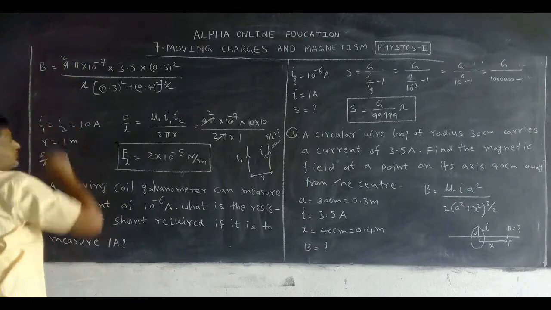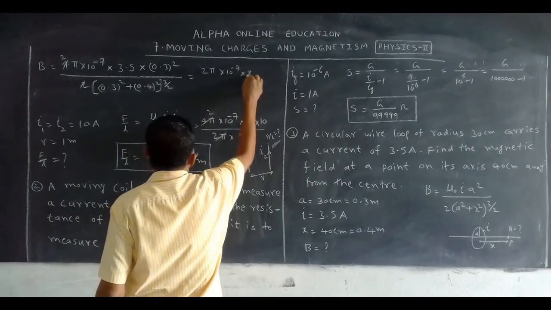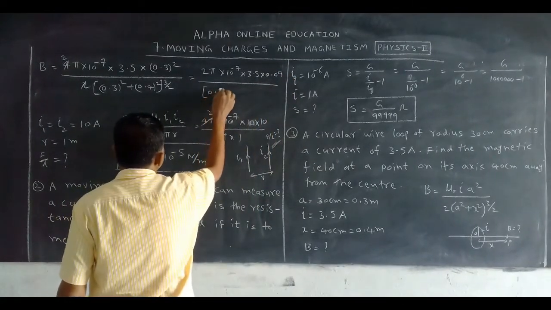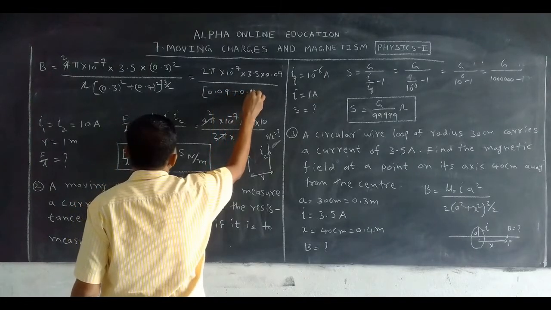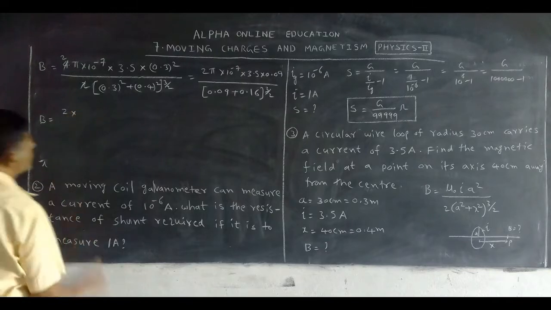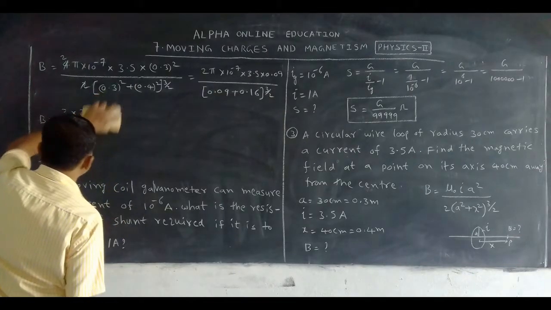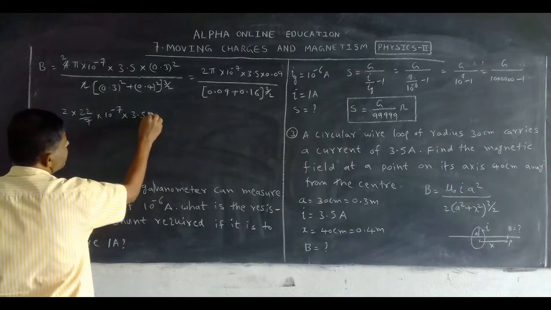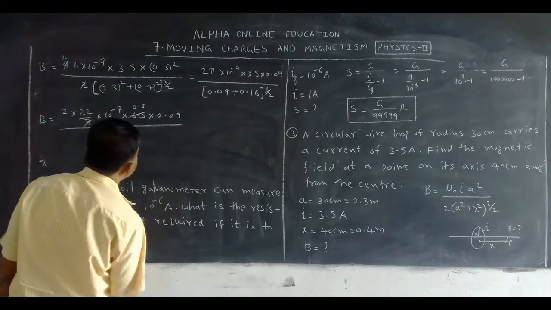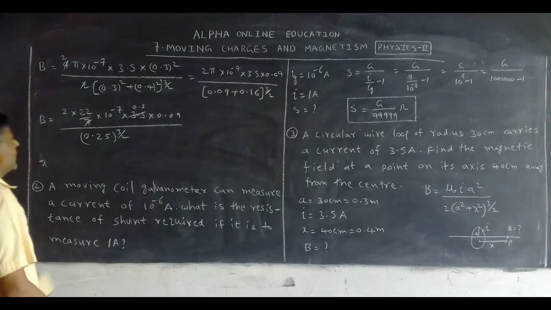So this is cancelled. 2 pi into 10 to the power of minus 7 into 3.5 into 0.09 by 0.09 plus 0.16 whole power 3 by 2 is equal to 2 into, what is the value of pi? 22 by 7 into 10 to the power of minus 7 into 3.5 into 0.09. 7 5s are 35 by 0.25 whole power 3 by 2.